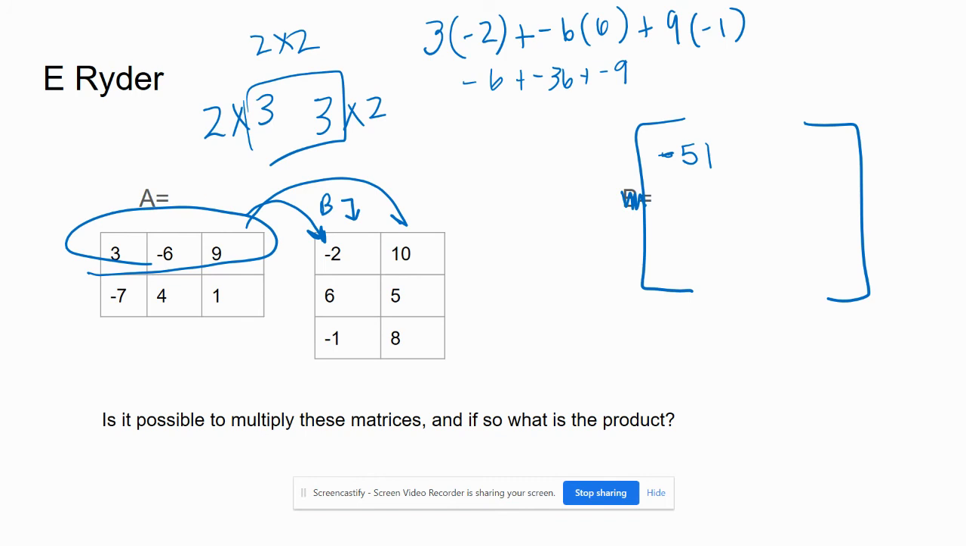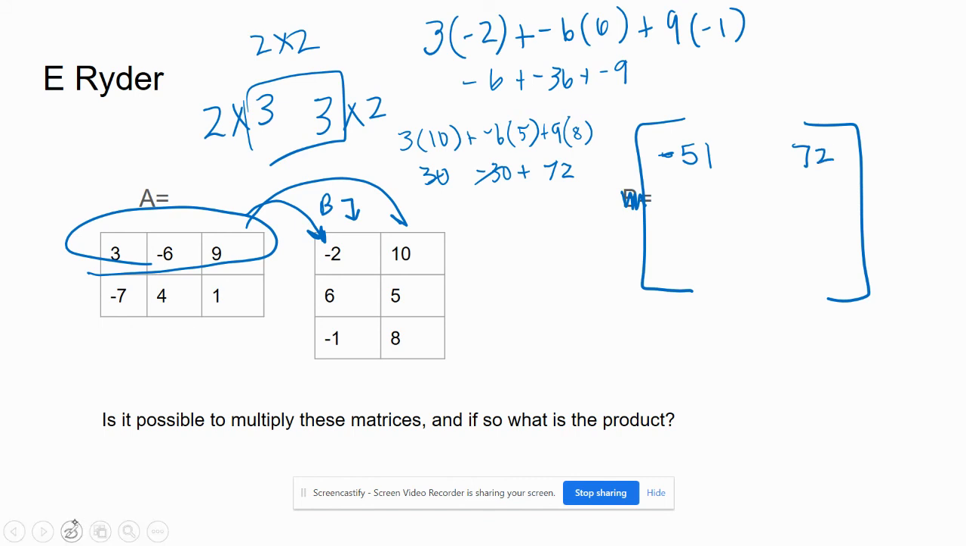Then you're going to the second one. So 3 times 10 plus negative 6 times 5 plus 9 times 8. That's 30, negative 30 plus 72. These guys cancel each other out. So it's 72. So it's the top row, second column, so it's going to go in the top row, second column.